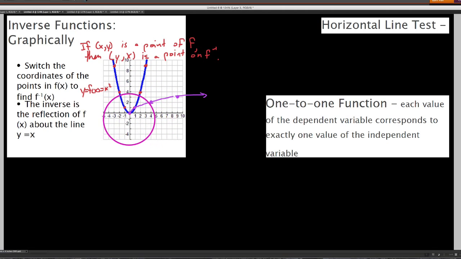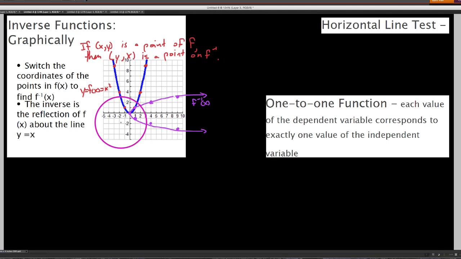Likewise, (-1, 1) would now be, instead of (-1, 1), at (1, -1). Also, instead of being at (-2, 4), we'd be at (4, -2). Instead of (-3, 9), we'd be at (9, -3). So we could say that this graph that we see right here would be f inverse of x. And I'm not so concerned with the rule as much as I am concerned with the points just switching.